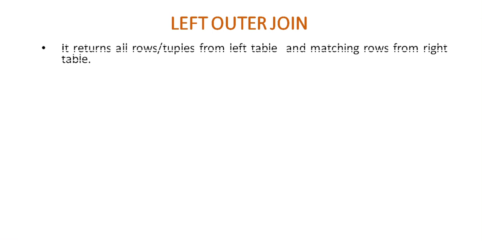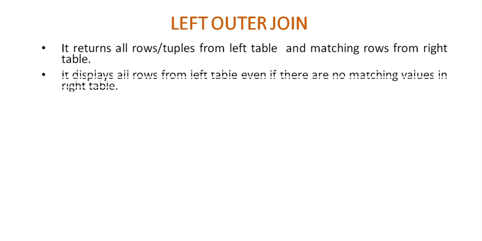Then another type of join is left outer join. Now it is an outer join. Okay, so what is left outer join? It returns all rows from the left table and matching rows from the right table. It displays all rows from the left table even if there are no matching values in the right table. Simply by using left outer join, we are fetching all data from the left table.